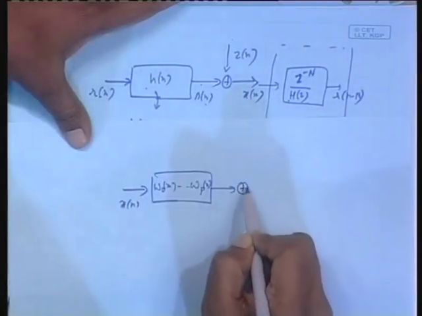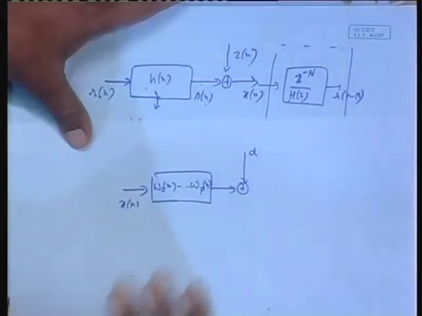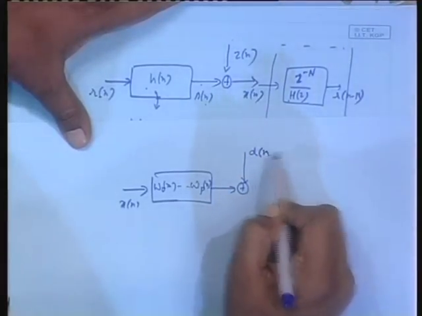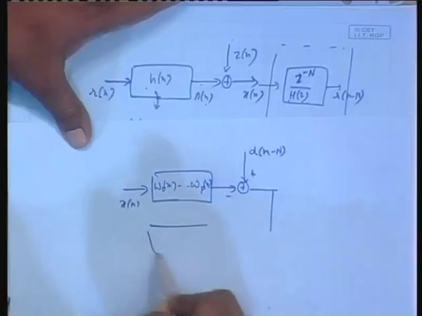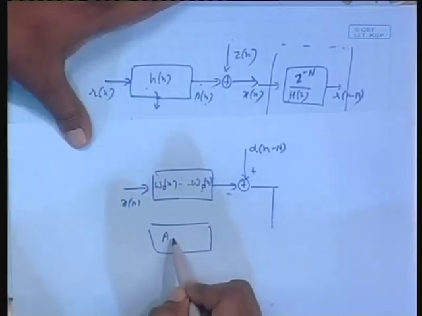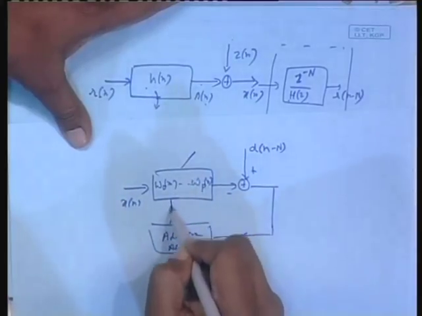Transmitted sequence is, suppose, d of n, which is known. It knows what is d n, what is transmitted, that universally known sequence, a pilot sequence, call it d of n, the desired response. It just delays it by this amount capital N, and finds out the error, and uses it in an adaptive algorithm. This is that adaptive filter philosophy, and we go on adjusting it.